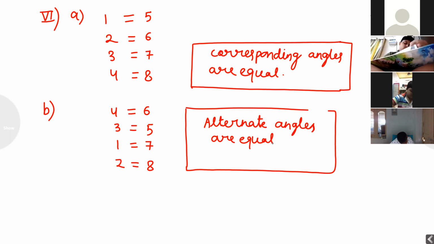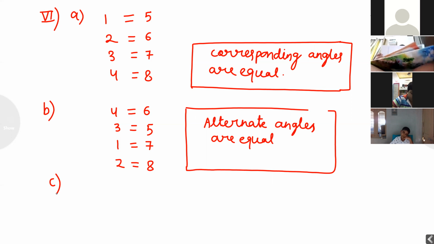C question. Yesterday, so many times I have stressed that word. Allied angle will never be equal, but the sum of allied angles will be 180 degrees.